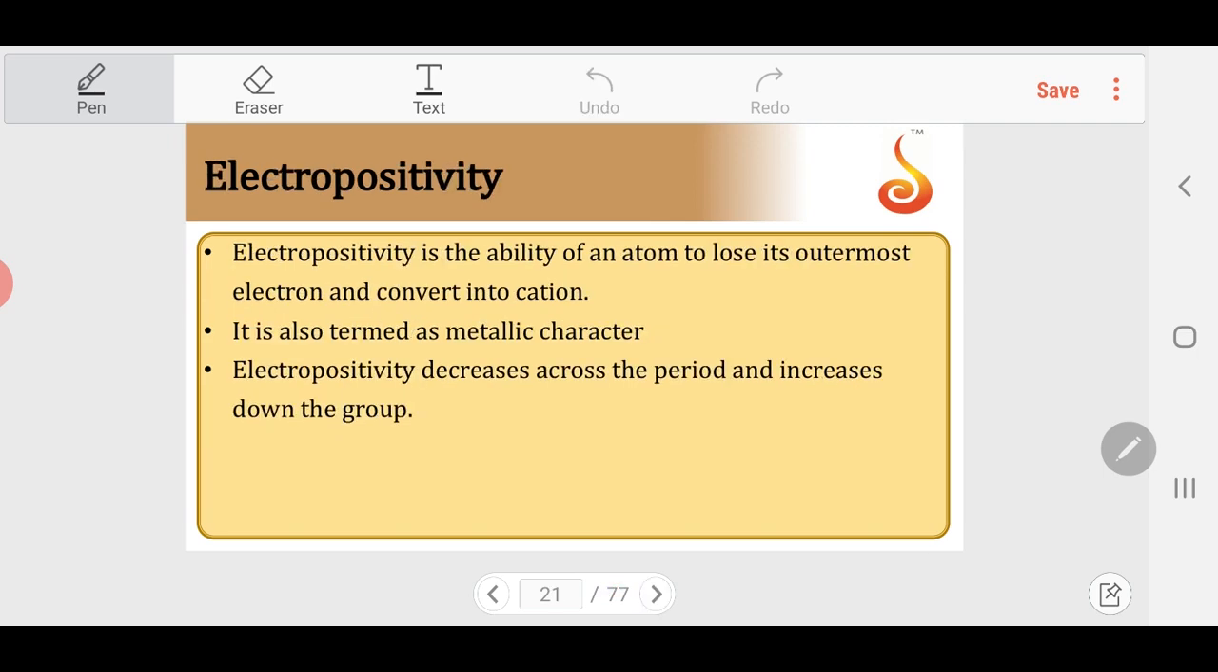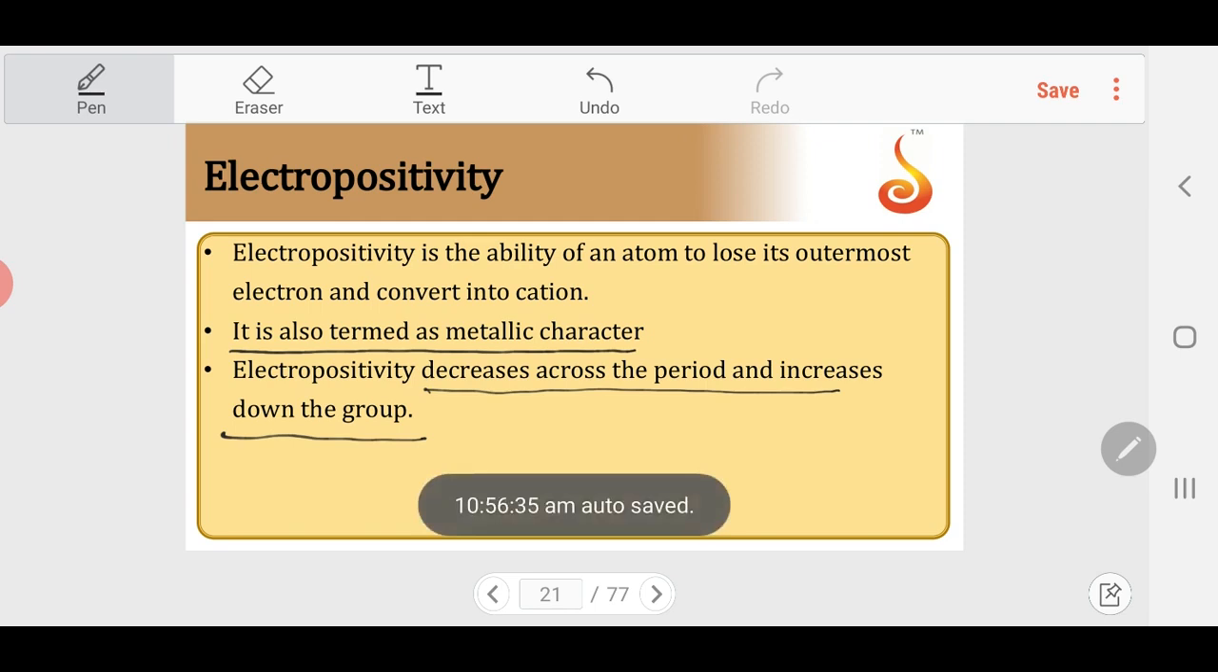Electropositivity. Electropositivity is the ability of an atom to lose its outermost electron and convert into a cation. So it is almost related to ionization energy. It is also termed metallic character, and electropositivity is the opposite of electronegativity. So electropositivity decreases across a period and increases down the group. As we go down the group, non-metallic character converts into metallic character. The ability of the atom to lose an electron increases as we go down the group.